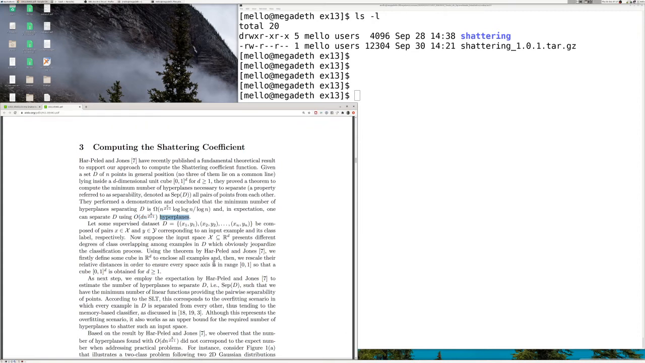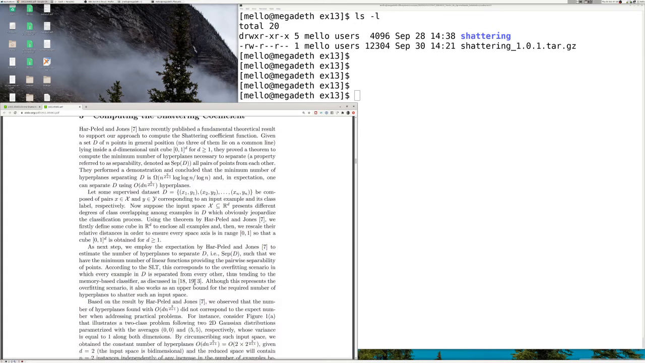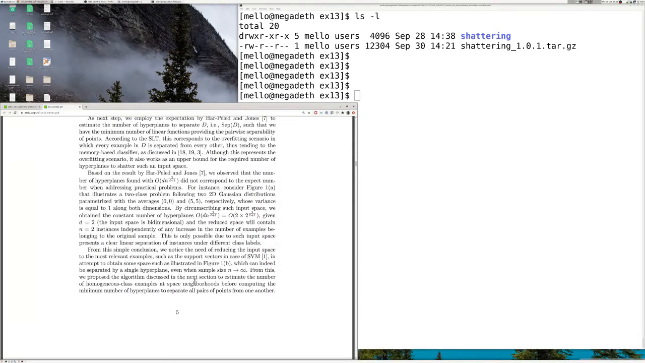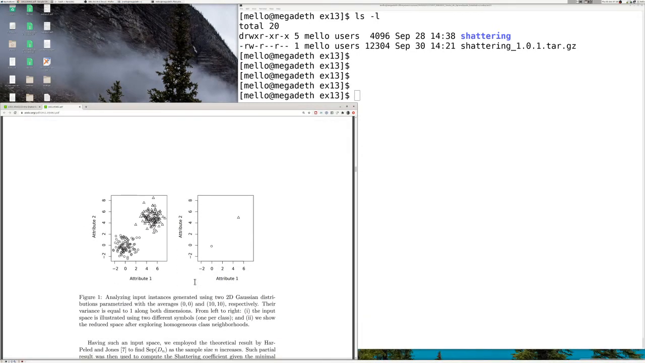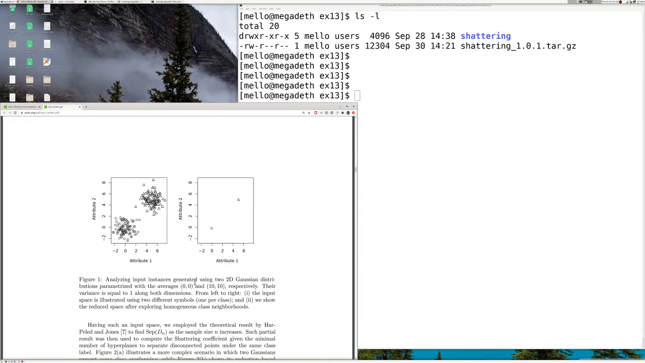So of course, the number of hyperplanes we need to separate a given data sample D, the separability of D, is related to every input, every point against any other, so we had to adapt their formulation. Actually, we took advantage of some previous results to come up with homogeneous class regions.